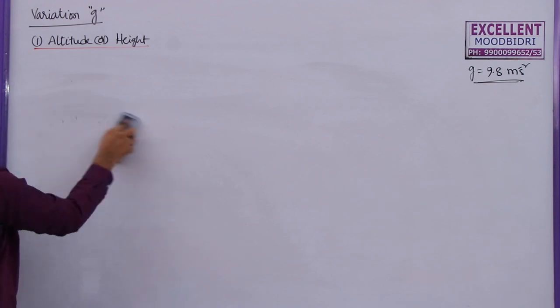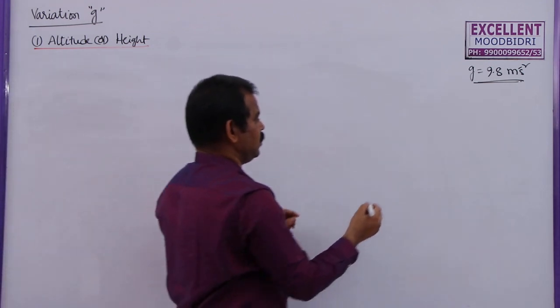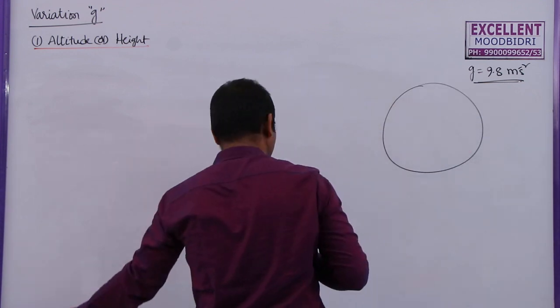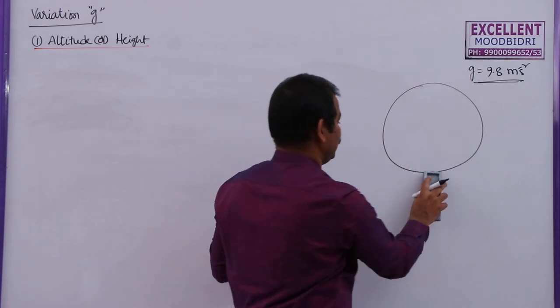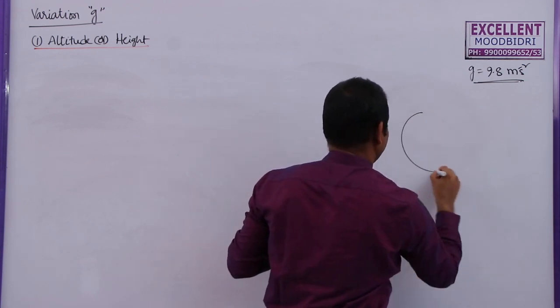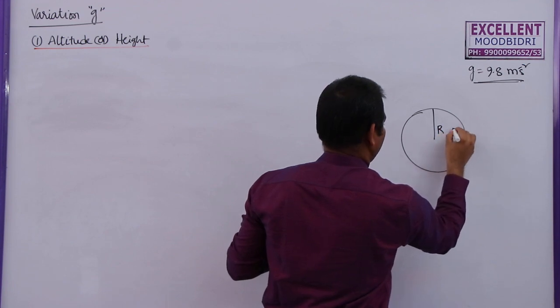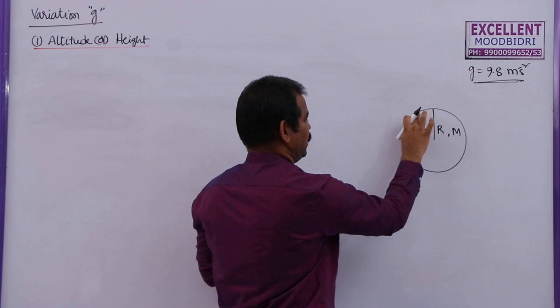Now, here, if you consider our earth, even though it is not a perfect sphere, it is flattened at the poles and bulged along the equator. So if you consider this earth as a perfect sphere of radius R and mass M, where R is the radius of the sphere and M is the mass of the earth here.